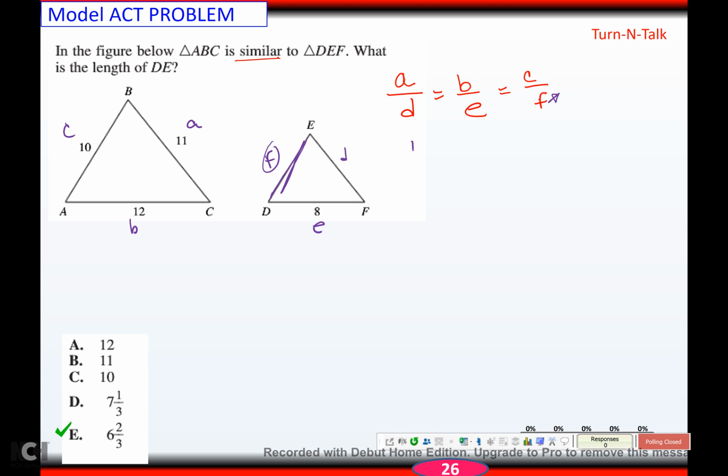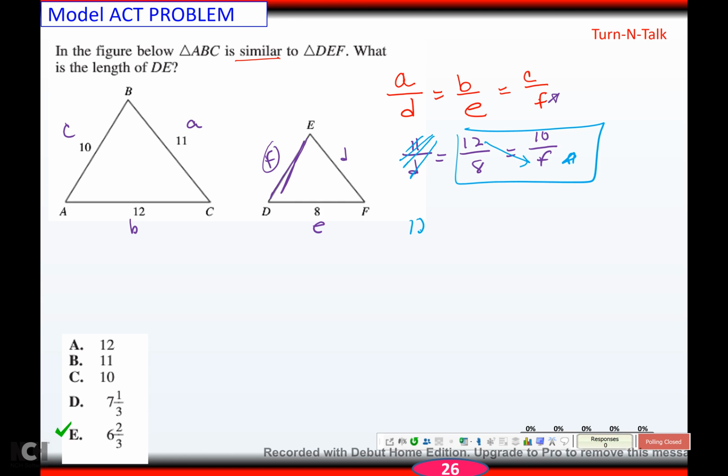I know that a is 11. I know that little d is little d. I know that little b is 12. I know that little e is 8. I know that little c is 10, and little f is what I need. Okay? So since this is the one I want, I don't need this ratio.